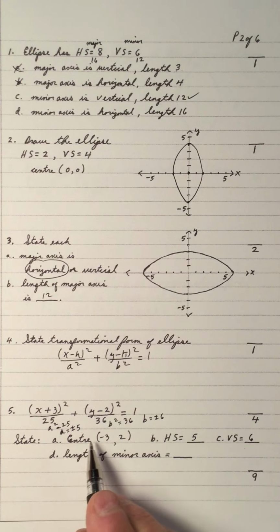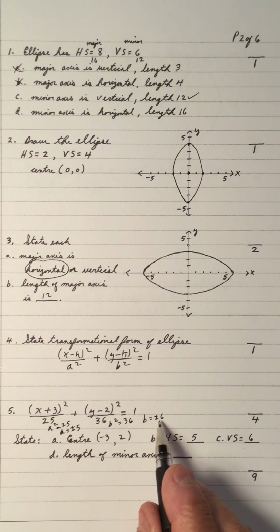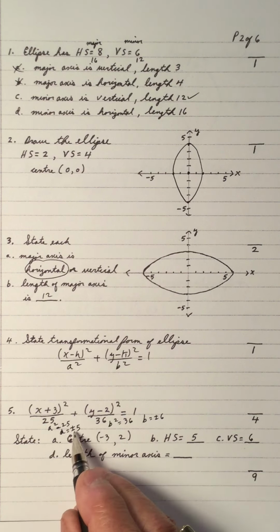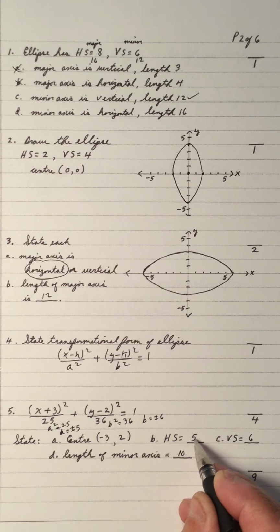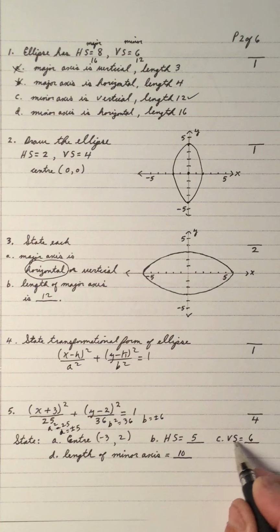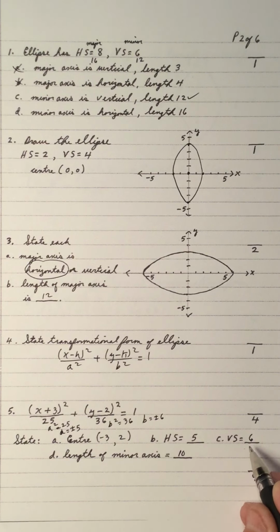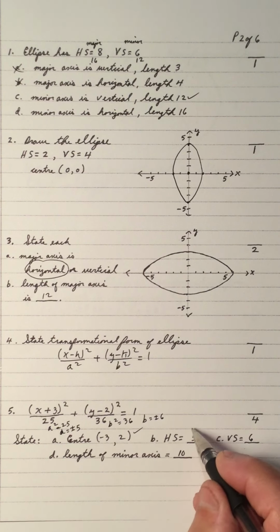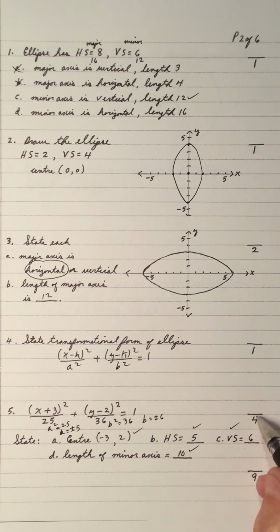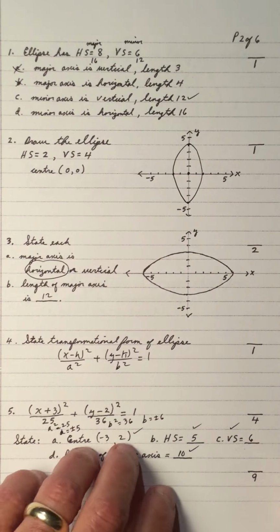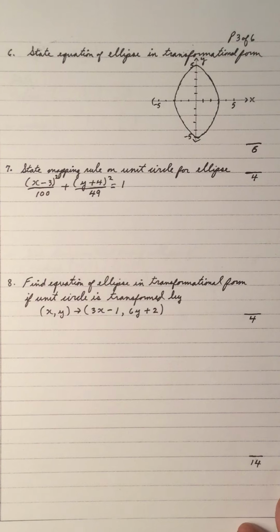And the length of the minor axis, well, this is a 5 and this is a 6 stretch. So the minor axis is the horizontal and the length is double the 5. So you double 5, you get 10 because it's 5 right, 5 left. And the length of the major is 12, double the 6, 6 up, 6 down. You give yourself 4 marks, 1 for the center, 1 for the horizontal stretch, 1 for the vertical stretch, and 1 for the length of the minor. That's 4 marks altogether. Total your page, and hopefully you'll have 9 out of 9. Let's continue.